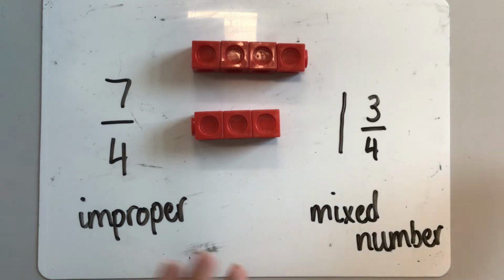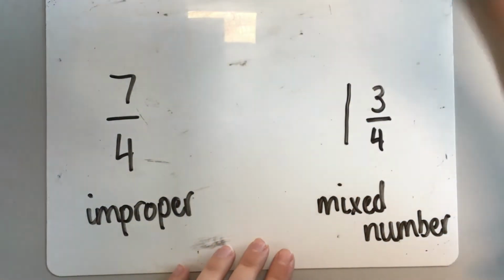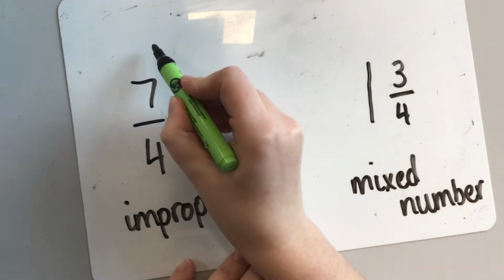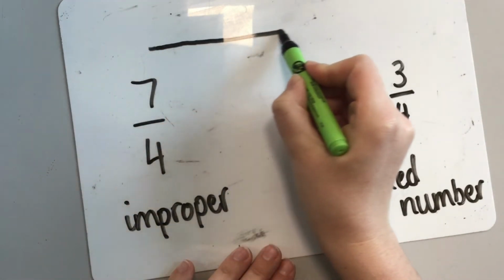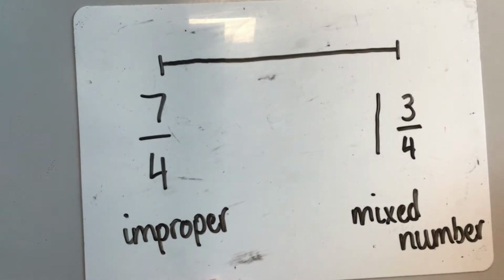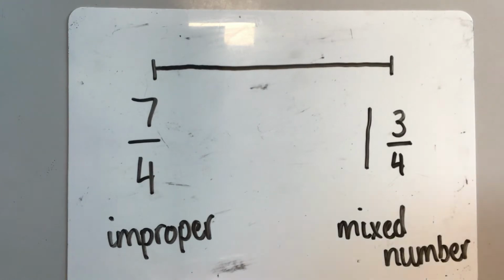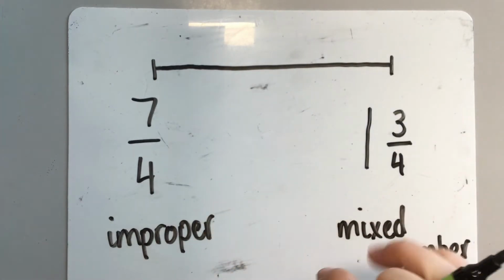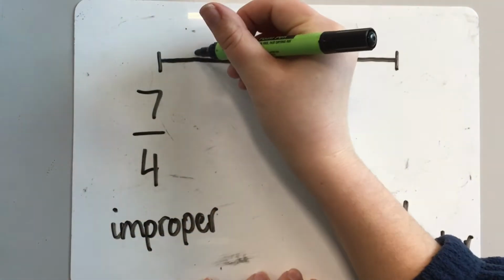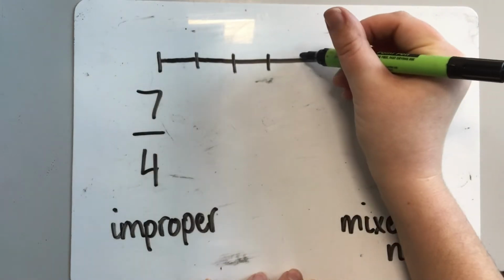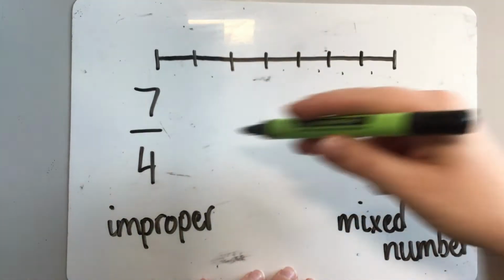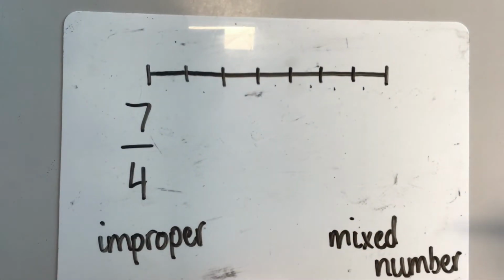You could also show this on a number line, so I'm going to move my cubes out of the way. If I wanted to show 7 quarters on a number line, if I draw my number line up here, just like that. So I've got 7. So I need to have 7 sections on my number line. Let's just move that out of the way. So 1, 2, 3, 4, 5, 6, 7. Can you all see? And we're imagining that those are even. It's quite hard with a whiteboard and a pen.